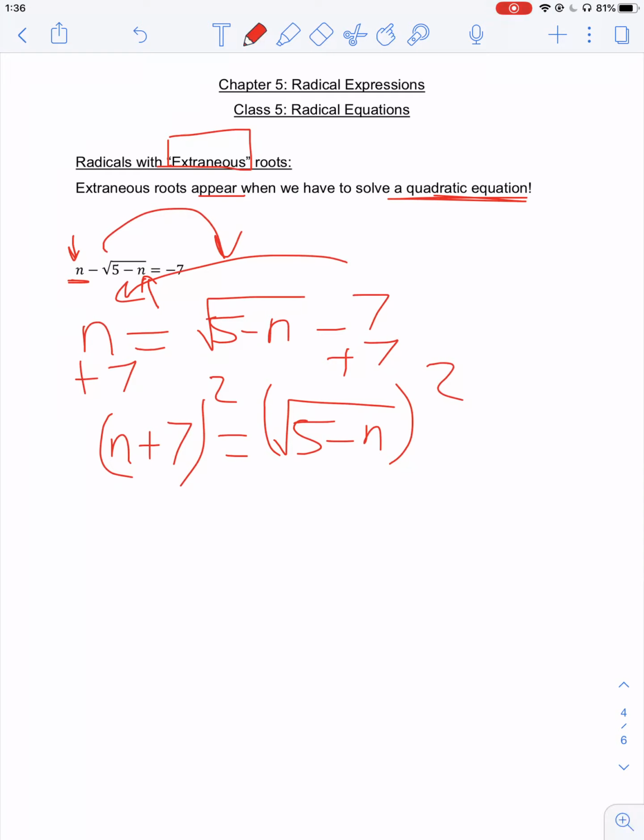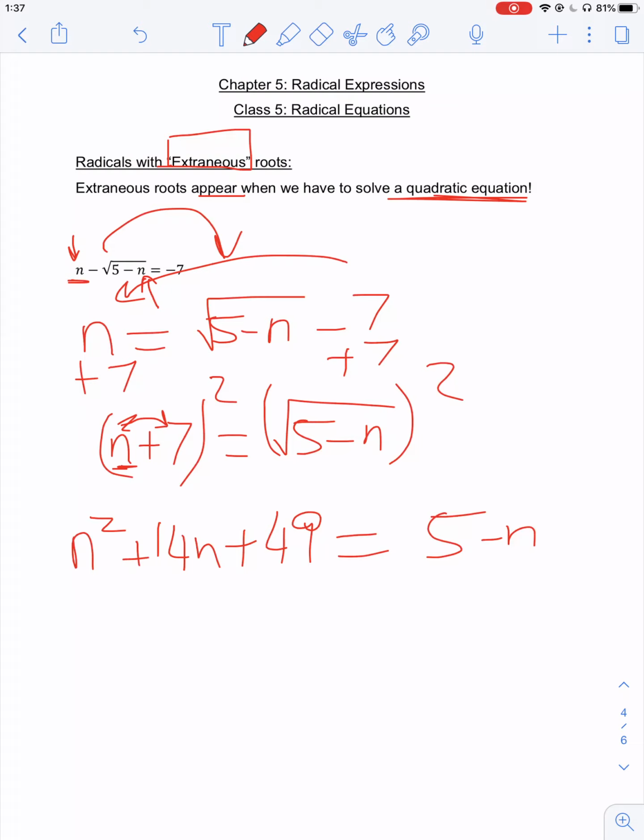So how do you simplify this? You just square the first term, so that becomes n squared. Then you multiply the two together, so that's 7n, and then you have to multiply that by 2. You have to do that all the time because it's squared over here. So 7n times 2 is 14n, and then you square the 7, that gives you 49. And when you square this, the square root disappears, so it's just 5 minus n.